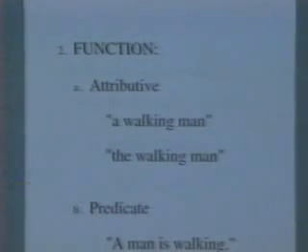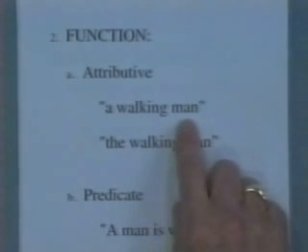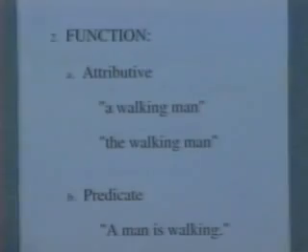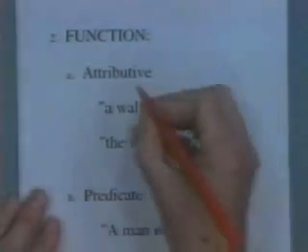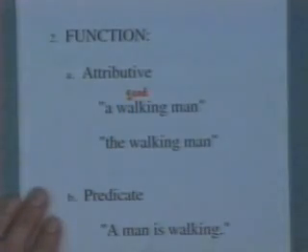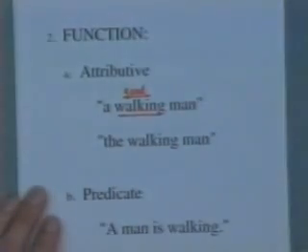Now, how do we use participles? Just as we use other adjectives. If we wanted to talk about a man who's walking, we could describe him as a walking man. Do you see that in terms of the words and the form, this is essentially the same as talking about a good man? That is to say, this is an adjective and this is an adjective.